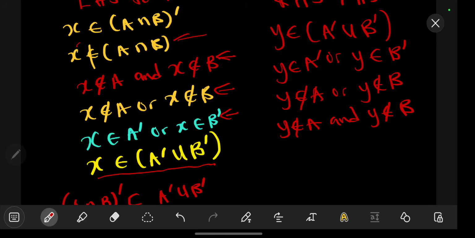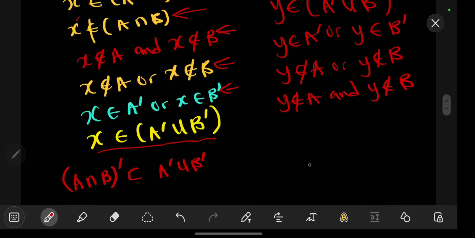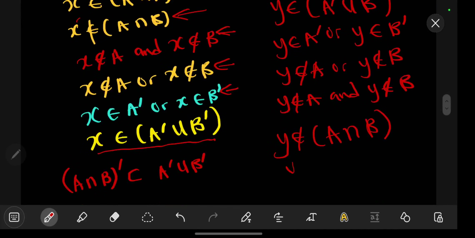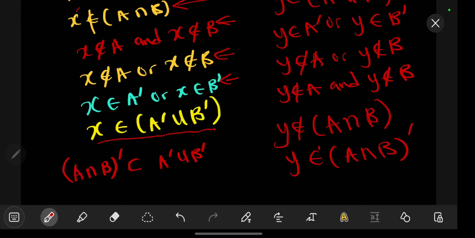So from there, all we have to do is factorize it. We can say our y is common and our not a member is common. Then we have A and means intersection of B. If y is not a member of A intersection B, it means y must be a member of A intersection B, then complement.